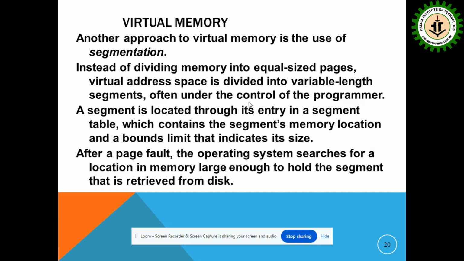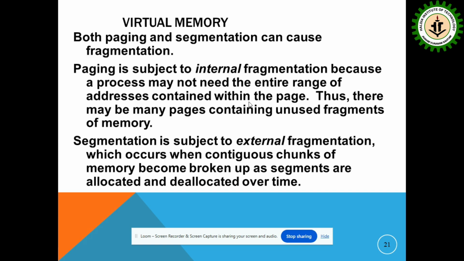Another approach to virtual memory is the use of segmentation. Instead of dividing memory into equal-sized pages, the virtual address space is divided into variable-length segments, often under the control of the programmer. A segment is located through its entry in a segment table, which contains the segment's memory location and a bound limit that indicates its size. After a page fault, the operating system searches for a location in memory large enough to hold the segment that is retrieved from the disk.